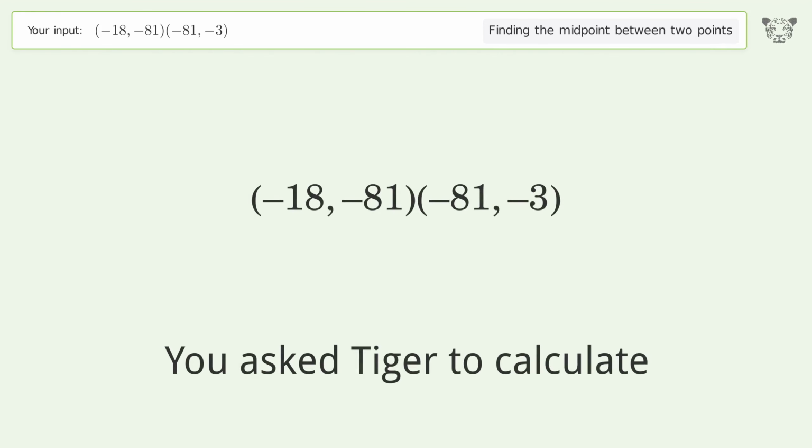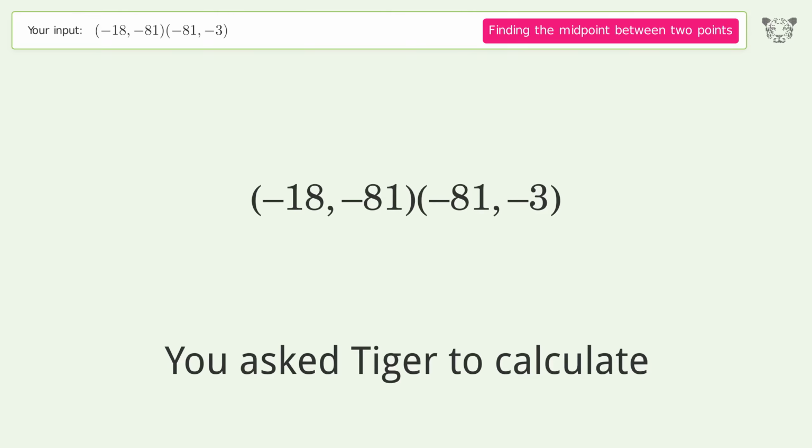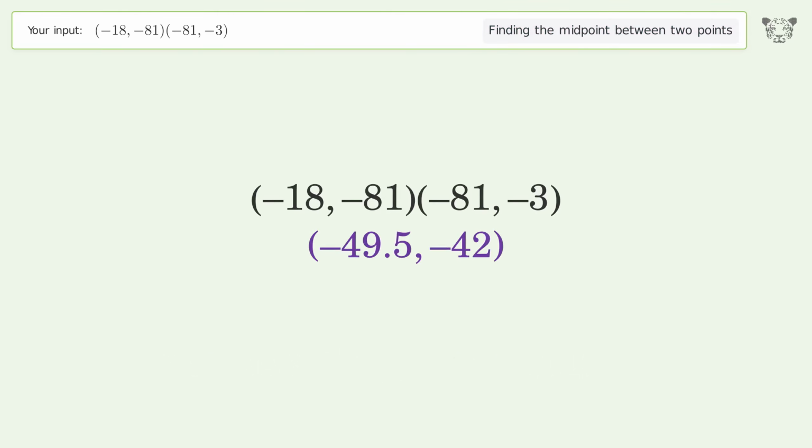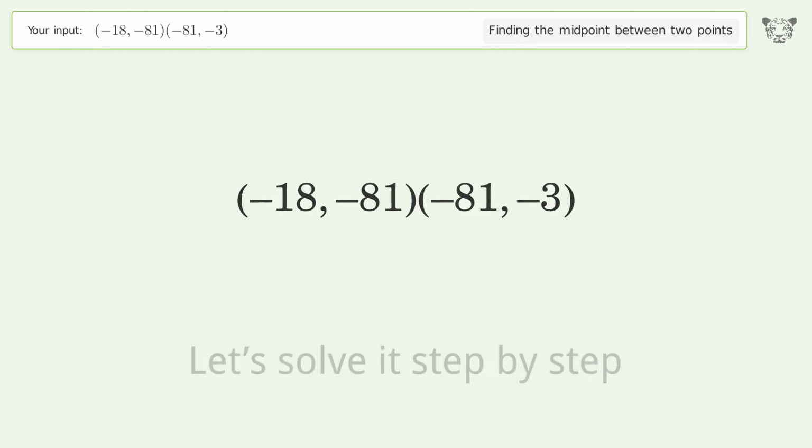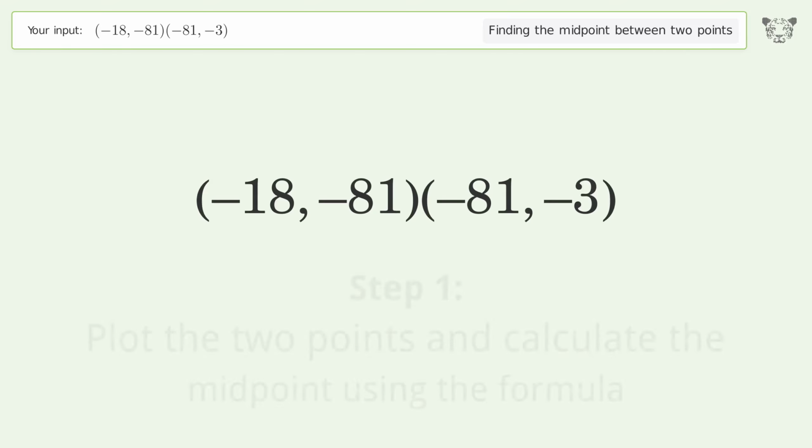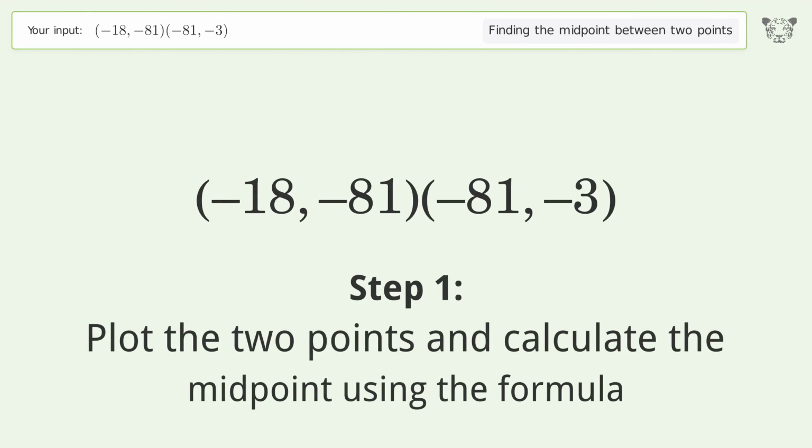You ask Tiger to calculate. This deals with finding the midpoint between 2 points. The midpoint between the 2 points is negative 49.5, negative 42. Let's solve it step by step. Plot the 2 points and calculate the midpoint using the formula.